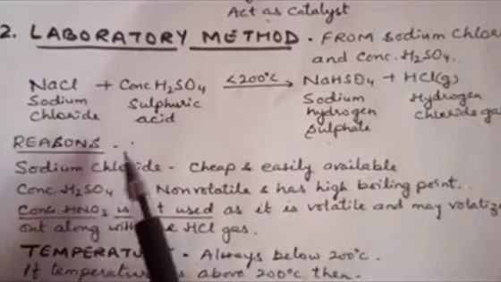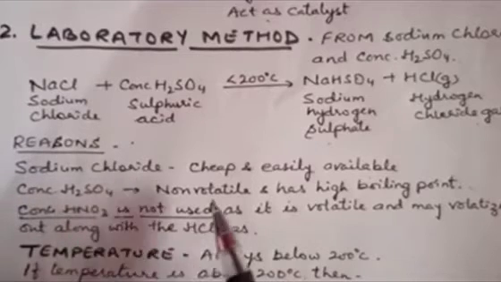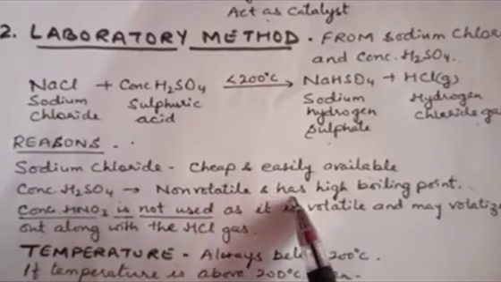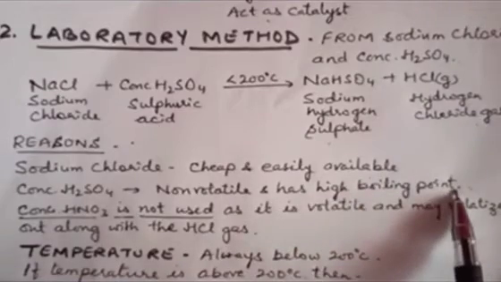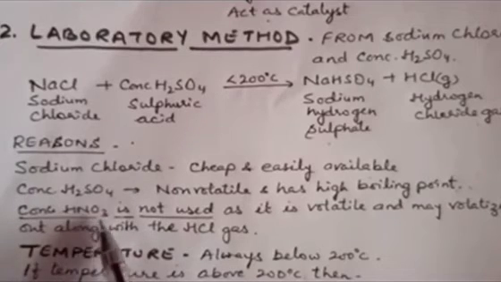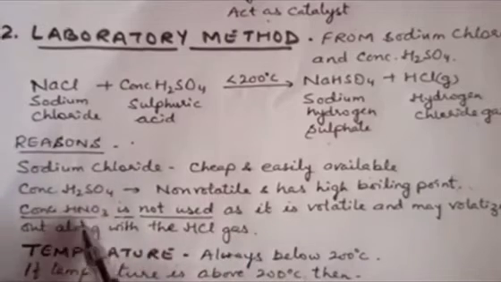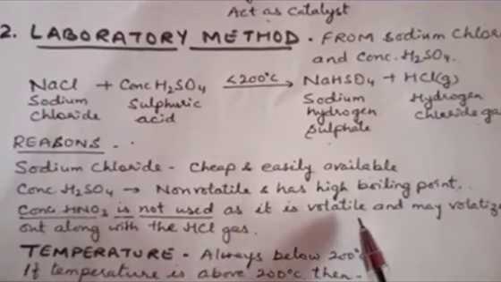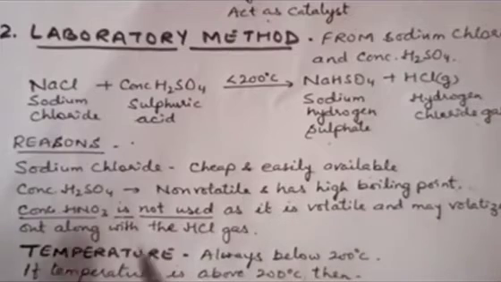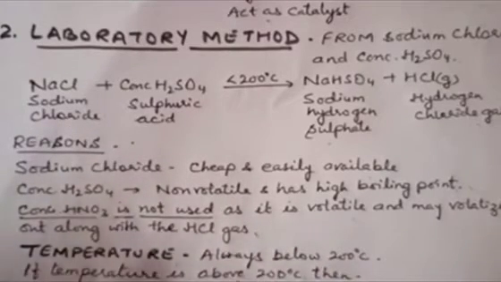Second, which acid are you using? Concentrated sulfuric acid. Why will you take concentrated sulfuric acid? Because it is non-volatile and has a high boiling point. Now we have another acid, concentrated nitric acid, but we will not use it. Why should we not use concentrated nitric acid? Because it is volatile and may volatilize out along with the HCl gas. I think all of you know the meaning of volatile. Volatile means vaporize, right?